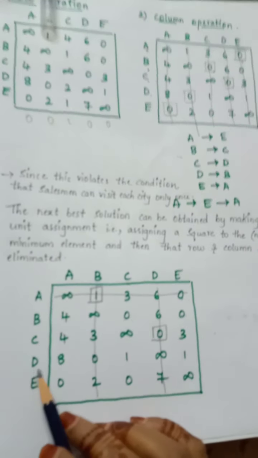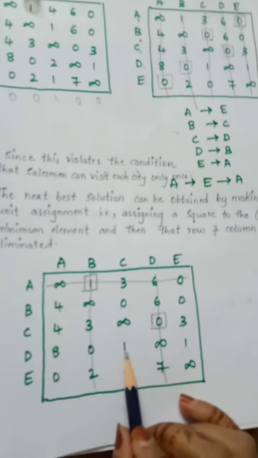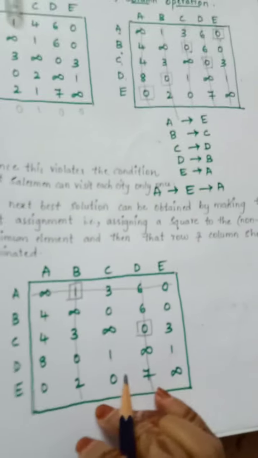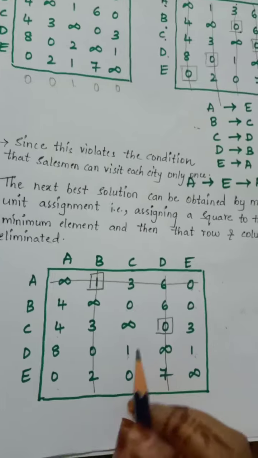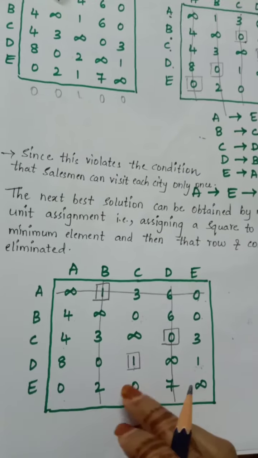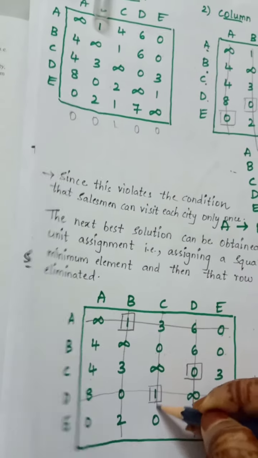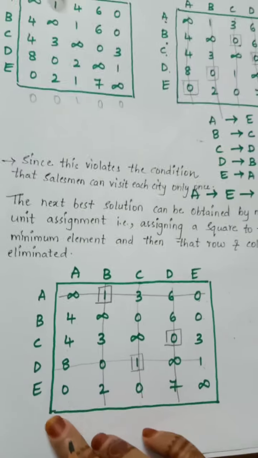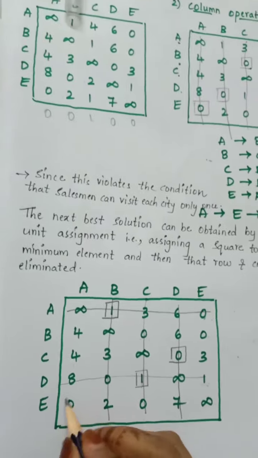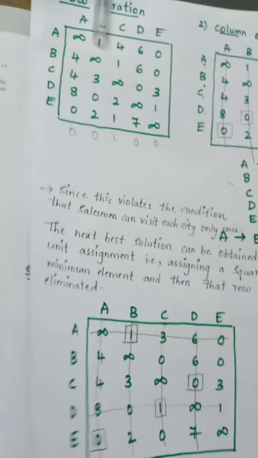In row D, there are 2 minimum non-zero values, here 1 and here also 1. I can give a square to any one of these. For example, if I have given a square to this one, then this particular row and particular column should be cancelled. Clear everyone? Next, coming to row E, only 1 zero is left, so give a square mark to this zero and draw a vertical line crossing that zero.